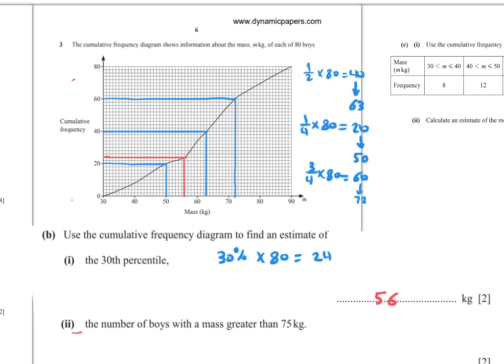Double I. The number of boys with a mass greater than 75 kg. So from 75, draw vertical line till you reach the curve. Then find the value. Then 80 minus this value, because I need greater than 75. So from 75, draw vertical line. Now find the corresponding value.